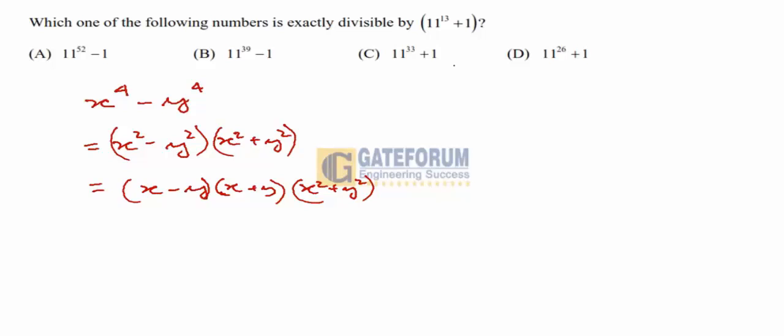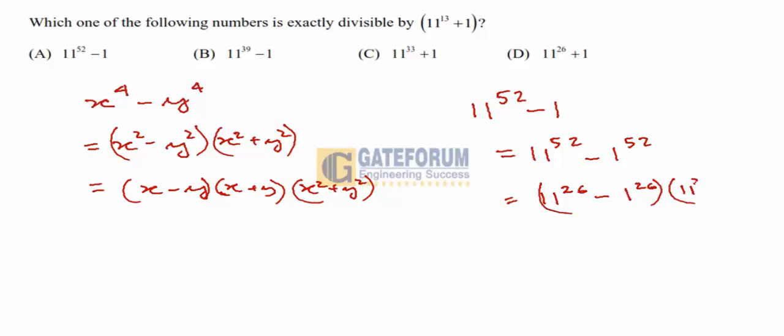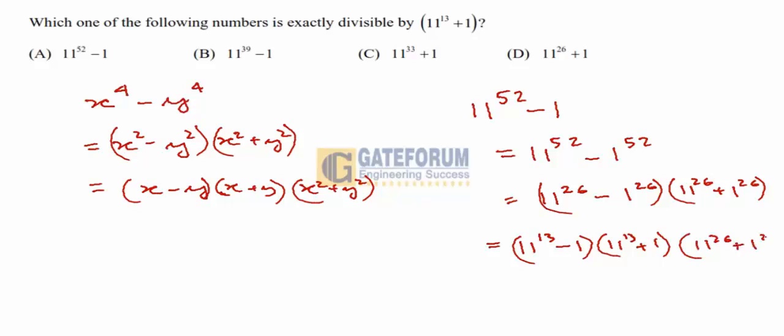Right? Now, this is 11 to the power 13 plus 1. So naturally, we can say now that, say for example, 11 to the power, let us take 52 minus 1. So this can be said as 11 to the power 52 minus 1 to the power 52. And hence, we can say first case, 52 divided by 2 is 26. So we can say 11 to the power 26 minus 1 to the power 26 into 11 to the power 26 plus 1 to the power 26. This is of no effect. Now we can immediately say this is 11 to the power 13 minus 1 into 11 to the power 13 plus 1 into 11 to the power 26 plus 1 to the power 26.